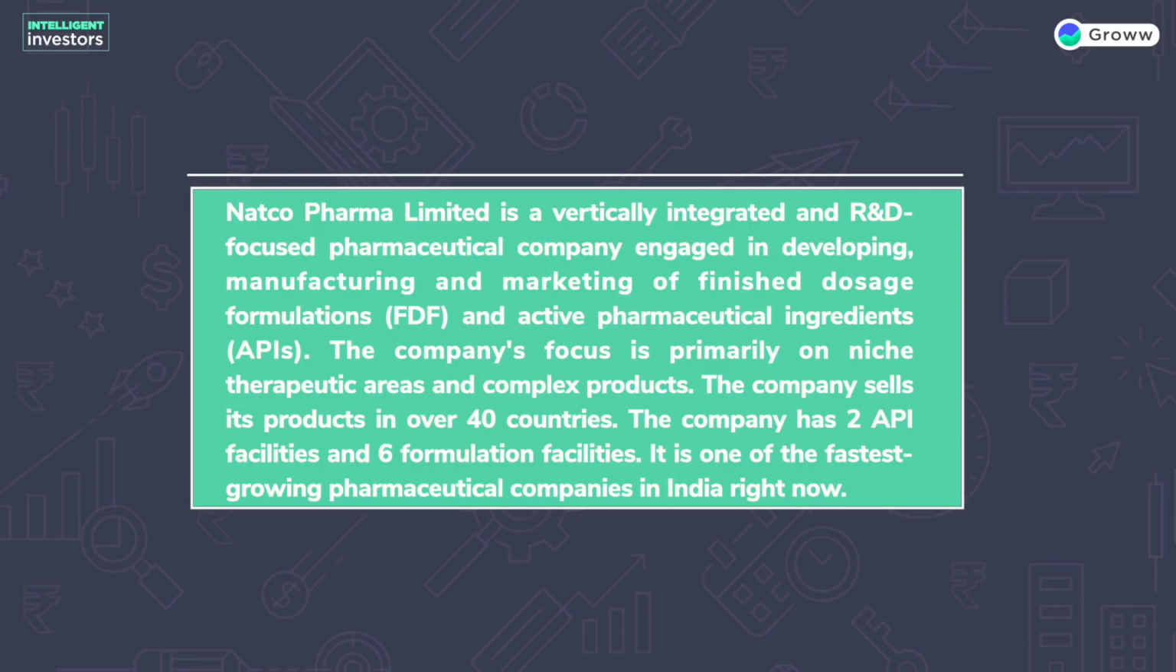Now, an interesting thing about this is Natco Pharma is currently considered one of the fastest growing pharmaceutical companies in India right now. Okay, Natco Pharma is also engaged in CRAMS, which is contract manufacturing business, where they take manufacturing from other companies from different parts of the world, do it, and then give it back to them.